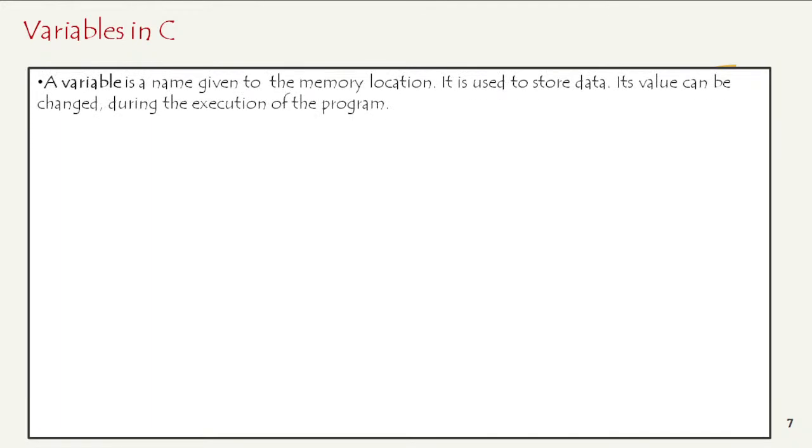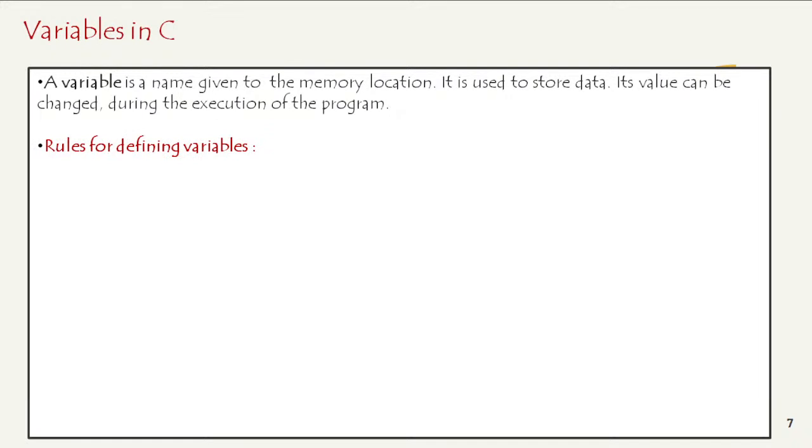So the next topic is variables. A variable is a name given to a memory location. It is used to store data and its values can be changed during the execution of the program. Whenever we declare variables in the C programming language, the compiler can understand what type of variables it can use later and how much memory is to be reserved for that particular variable.